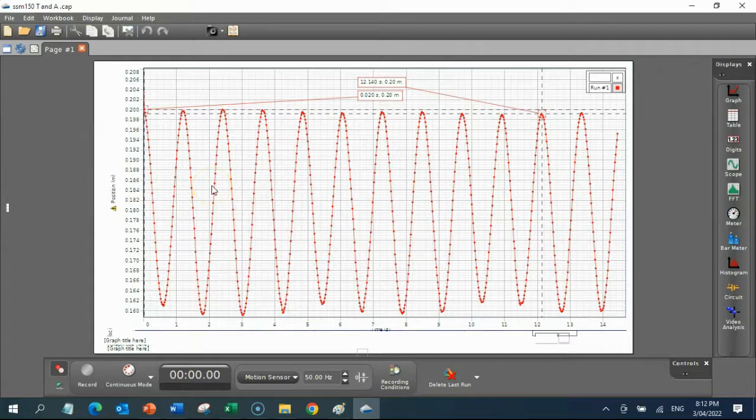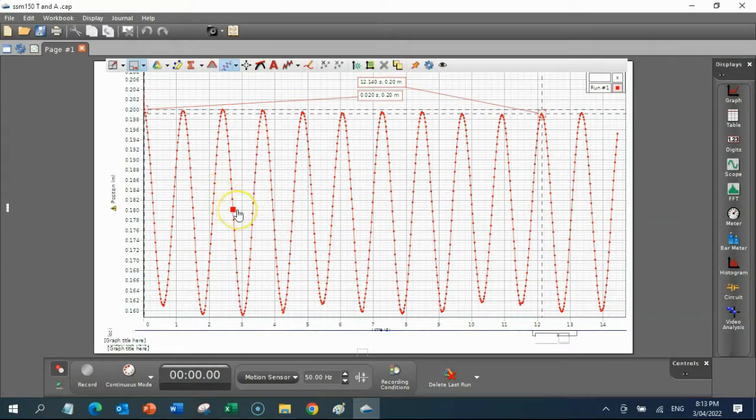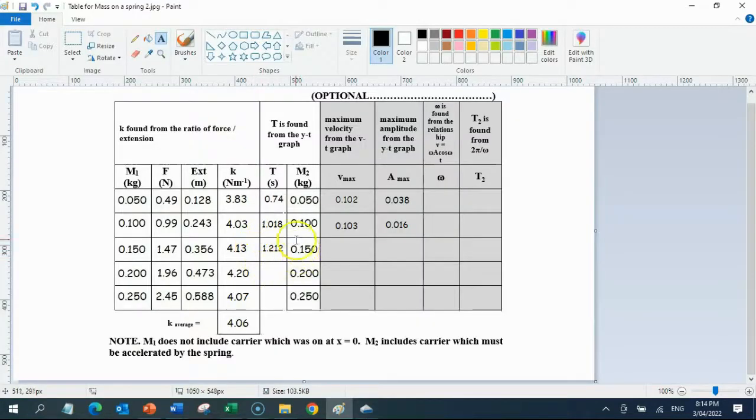So here we've got the stretched out version of the displacement graph. And if we have a look for the time for 10 periods or 10 cycles, it's the difference between 12.14 and 0.02. So doing that subtraction, we get a time of 12.12. Dividing that by 10, we get a figure of 1.212. And we put that in the table. So there it is in the table.